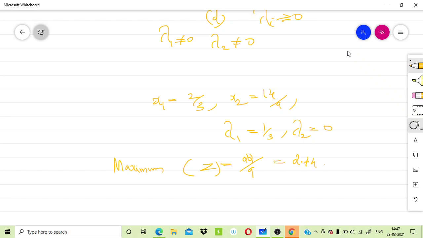So next, on the background of solving this problem, you can solve any kind of problem. So I will give you some assignment questions. So with this we have successfully completed the Kuhn-Tucker conditions and its problem solving.